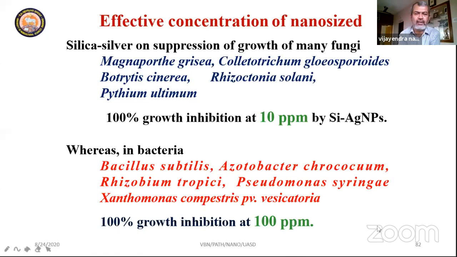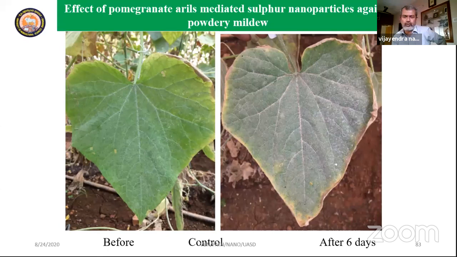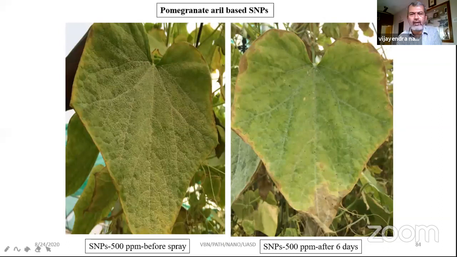So next one is in relation to using them against powdery mildew of cucumber. See now, we have developed and characterized sulfur nanoparticles and then applied them on the cucumber plant in the net house. So it is before and after. This is the control, that is, nothing is sprayed. Now you see the next one. This is before and after application of sulfur nanoparticles at 500 ppm.